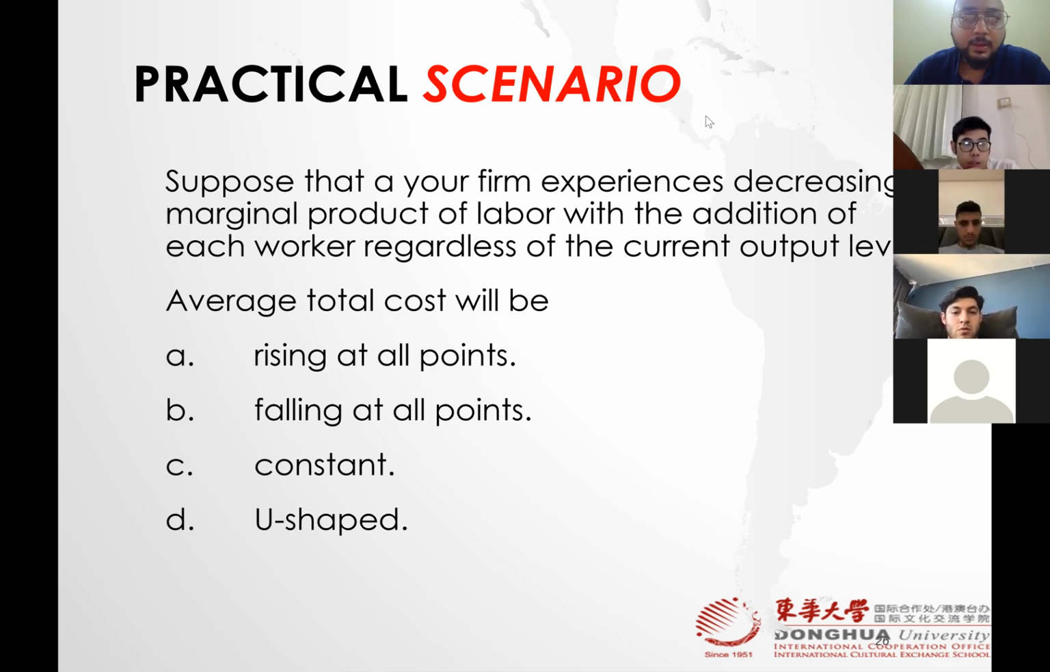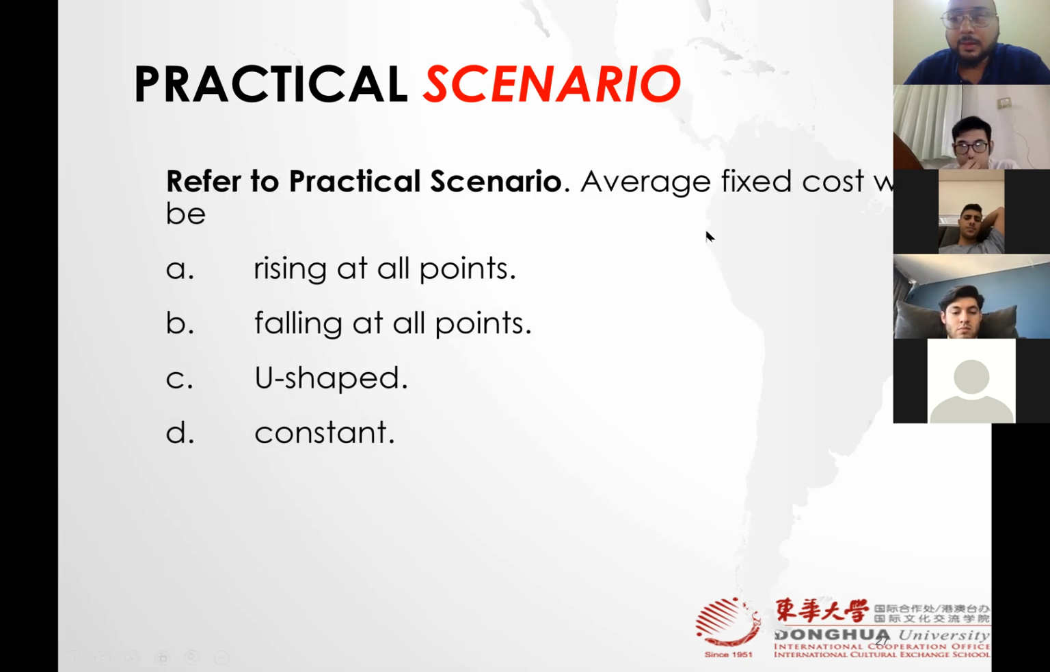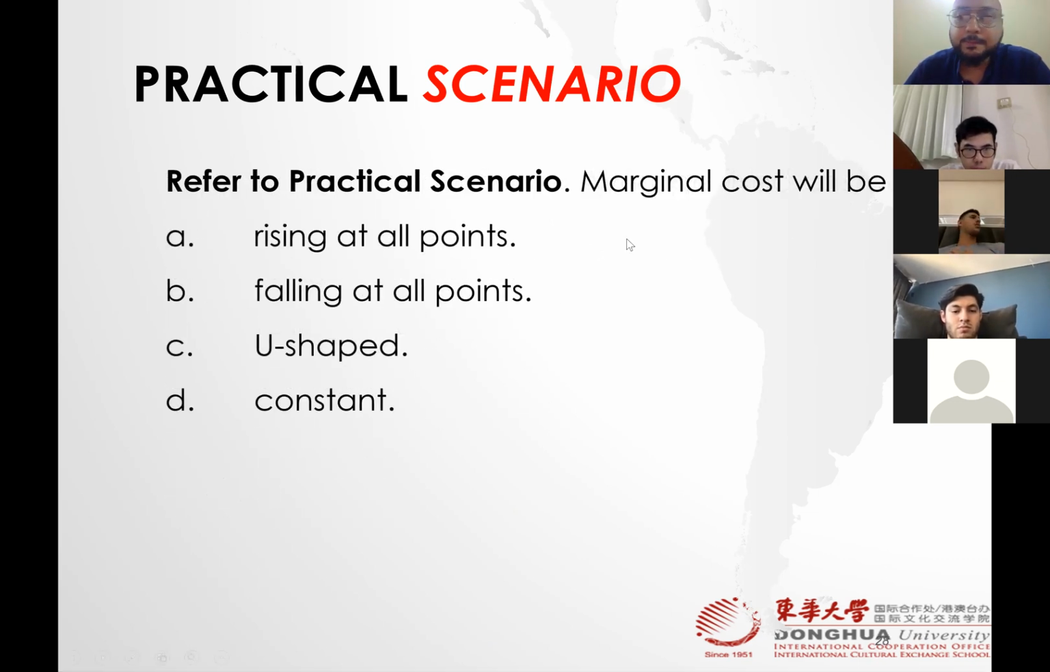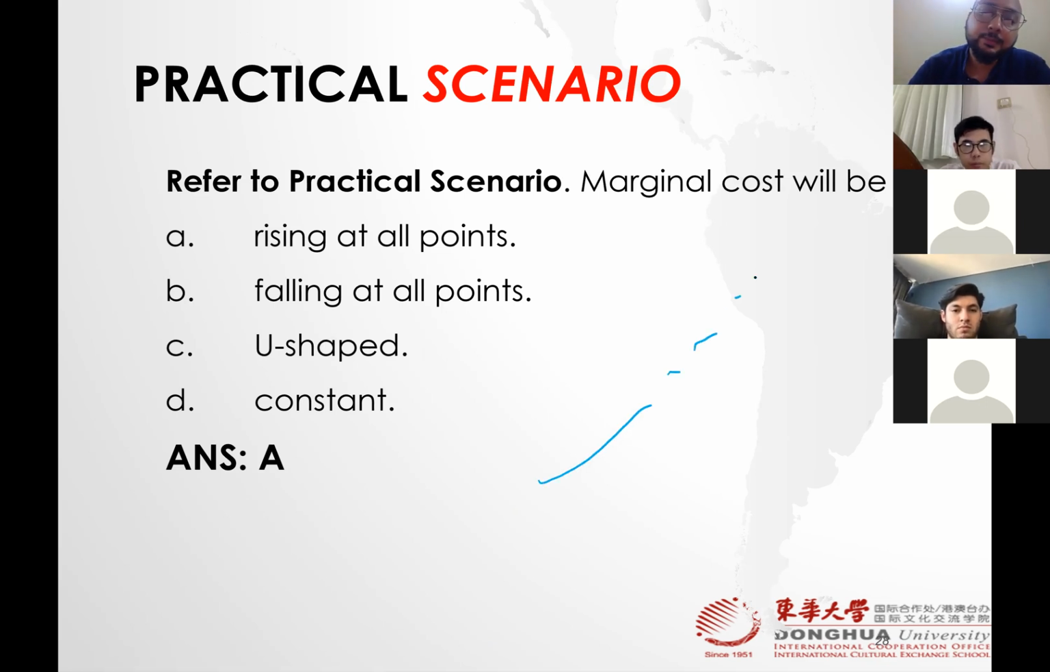Okay. So the practical scenario here is that suppose your firm experiences a decrease in marginal product of labor with the addition of each worker regardless of the current level of output. Your average total cost would be, of course, a U-shaped curve. Average fixed cost is always falling. Marginal cost is rising at all points because marginal cost is like this curve.